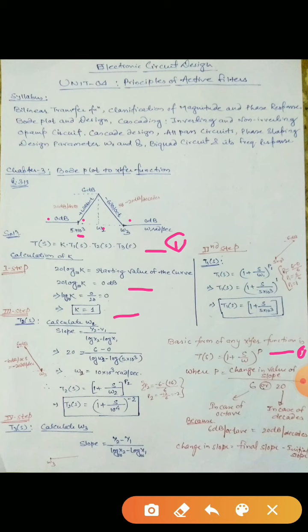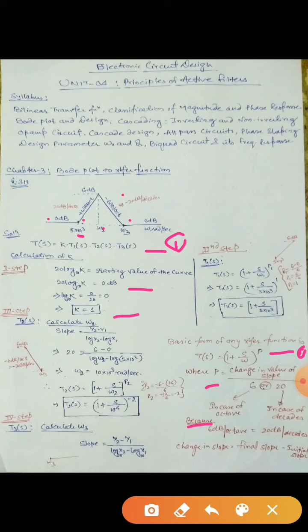Now how to calculate the value of this p? P is the power, and the value of that power is the change in value of slope divided by 6 or 20. This 6 or 20 is nothing but the slope of this Bode plot. If slope is mentioned in the form of octave, it will be represented as 6 dB, 12 dB, 18 dB, 24 dB, similarly like that. But in case of decades, it would be represented as 20, 40, 60, 80 like that. And 6 dB per octave is nothing but equal to 20 dB per decade.